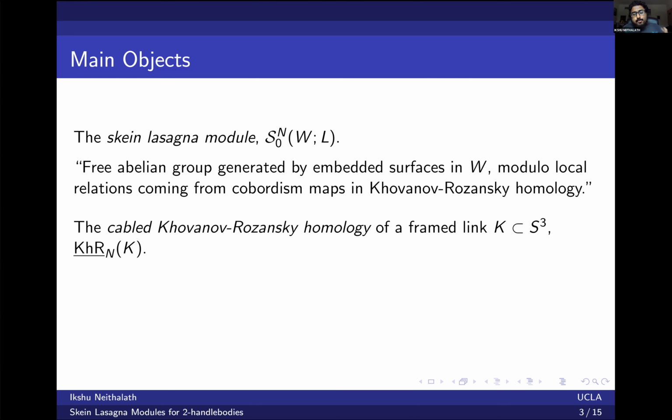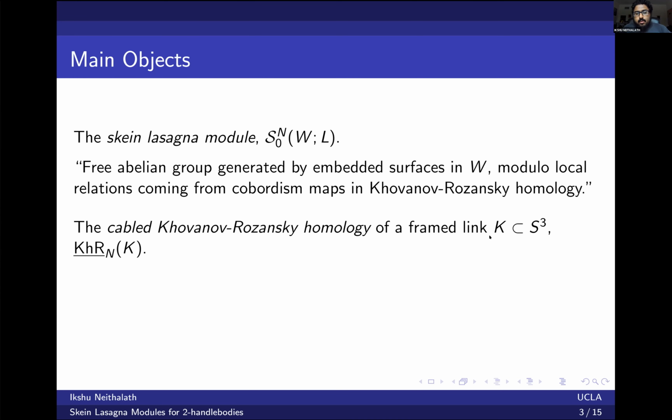The other object that will appear in the main theorem is a new thing that we define in our paper called the cabled Khovanov-Rozansky homology. It's a group that we assign to any framed link in the 3-sphere. So for the purposes of this talk, K is usually going to be a framed link in S^3, and this L will generally be a link in the boundary of some arbitrary 4-manifold. So they're kind of different things.